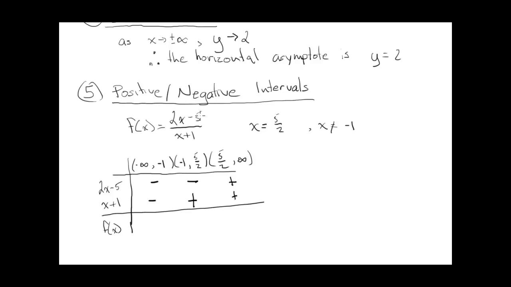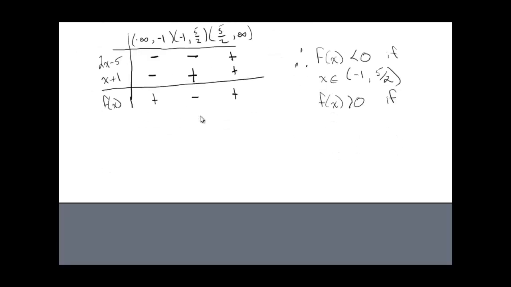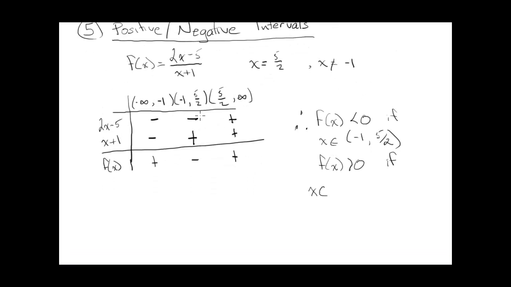Now f(x) is the quotient of these two things. The quotient of two negative numbers is a positive number. The quotient of a negative and a positive is negative, and the quotient of two positives is positive. Therefore, f(x) is less than 0 if x is in the interval from minus 1 to 5 over 2, and f(x) is bigger than 0 if x is in the interval from minus infinity to minus 1, or 5 over 2 to infinity.